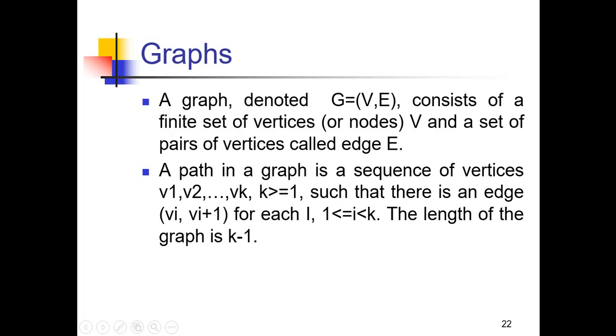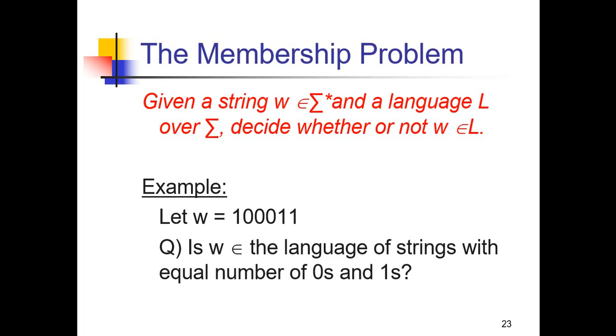Here we have a description about graphs. In graphs we have V for vertices or nodes, and E denotes the edges. So we have vertices and edges in the graph. Vertices are nodes or points, and edges are the straight lines. The membership problem. Here we have W equals 10011, where W is a string with an equal number of zeros and ones.